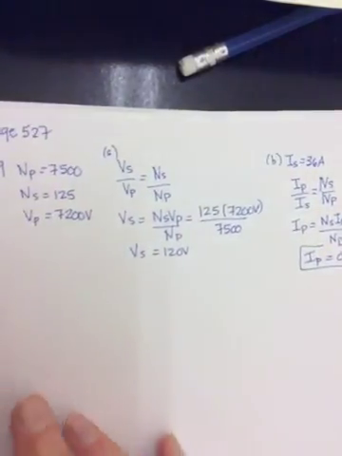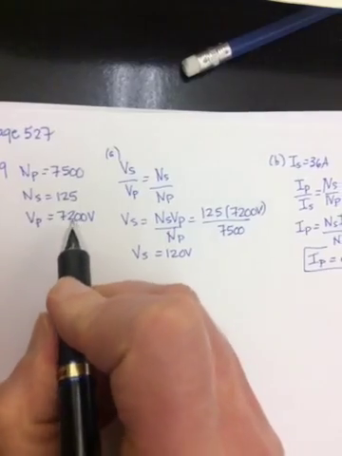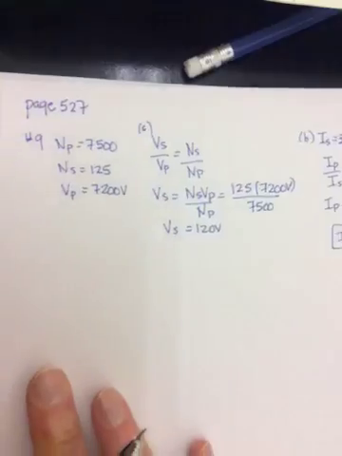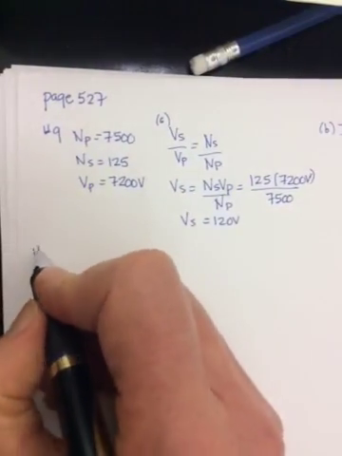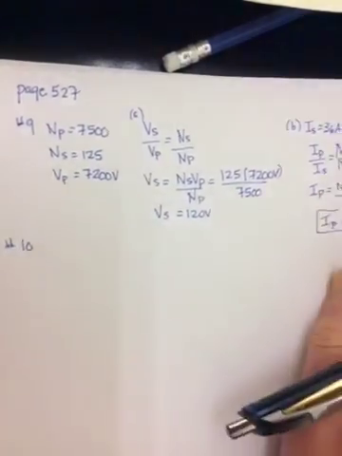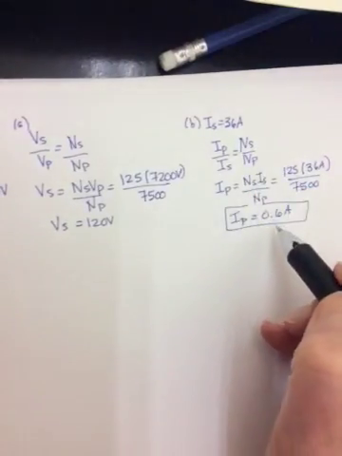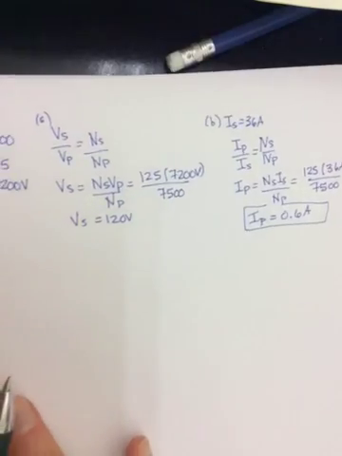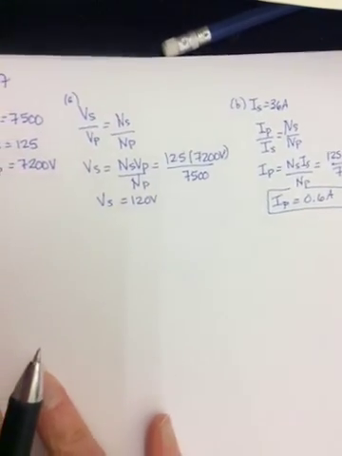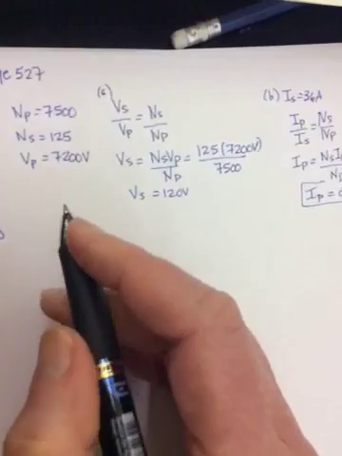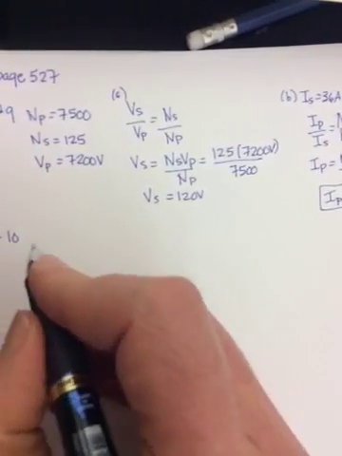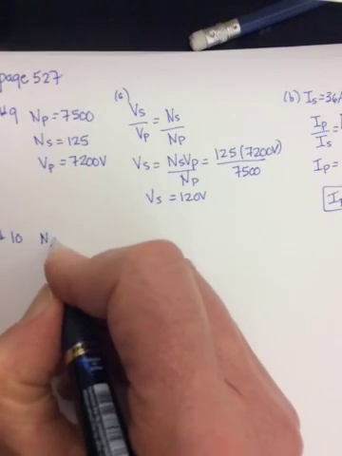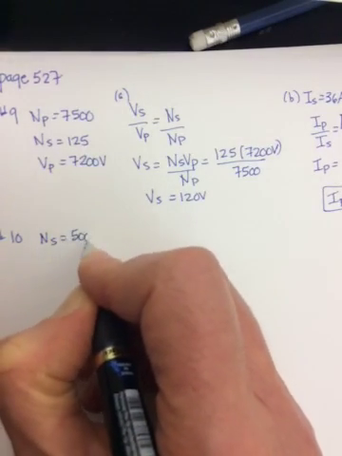Okay, it started the question out by saying step down, and it is a step down. You start with 7,200 volts and you go down to 120 volts. So it's definitely a step down. The voltage is less, and when the voltage is less, the current becomes more. So the initial current was only 0.6, the final current 36 amps.